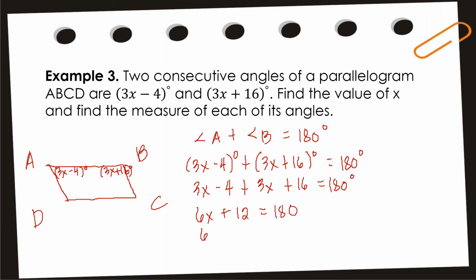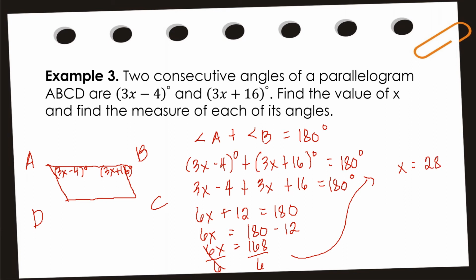So for x, we have 6x is equal to 180 minus 12. 6x is equal to 180 minus 12 is 168. Divide both sides by 6. Therefore, x is equal to 28. Since we now have the value of x, we can now solve for the measure of angle A and angle B by simply substituting 28 to x.